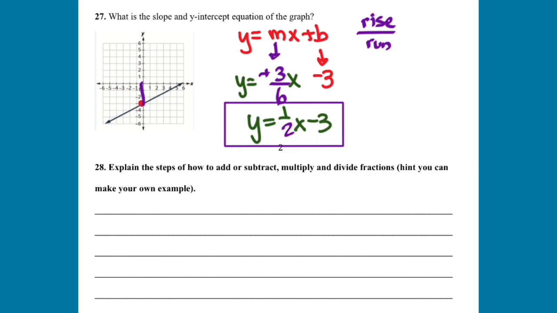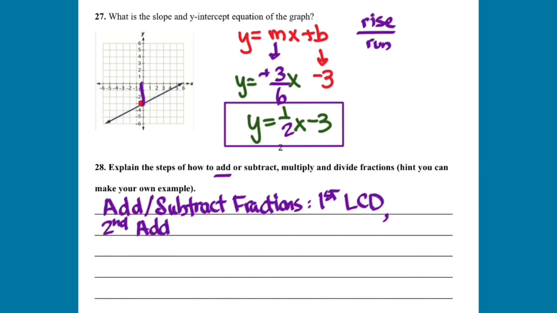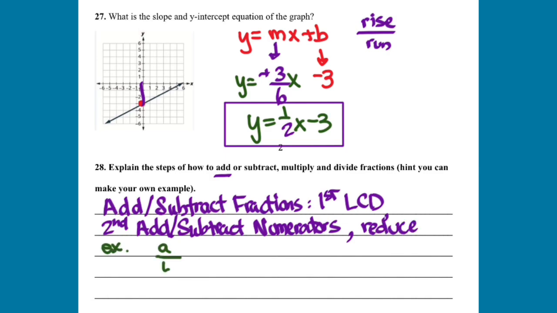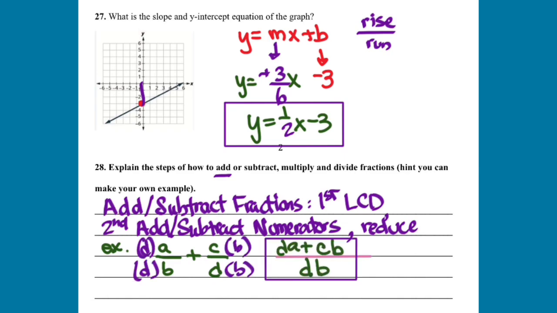Okay, on 28, you're going to do your own fraction rules. This is my little sample. I know to add, I have to get a lowest common denominator, and then I add or subtract the numerators. So I have a little value that I do this with just letters. A over b plus c over d, getting a common denominator, multiplying the top by what it's missing, and then I combine the like terms on the top.